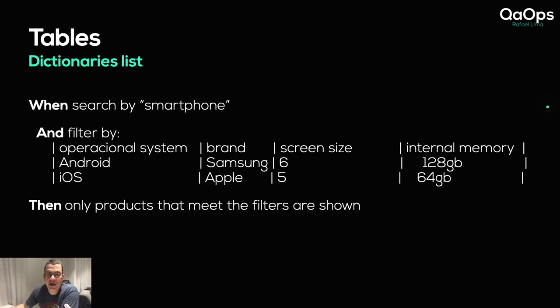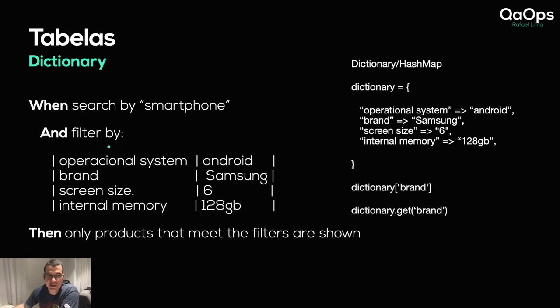I can also have, if I have multiple filters that I'm applying for different products, a list of dictionaries. The scenario is the same, but now the table changed a little. In the previous table, we have the key here on the left side.